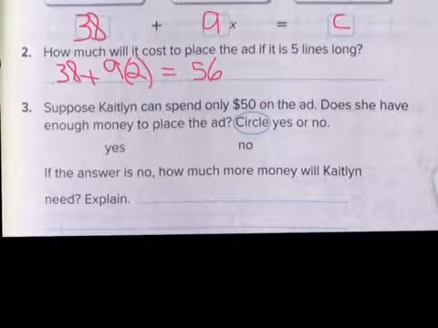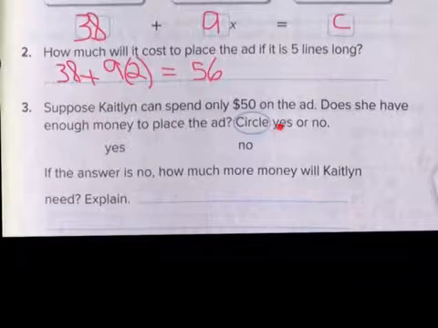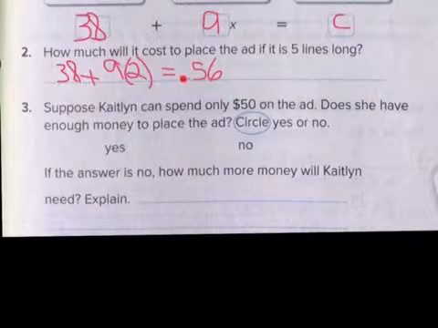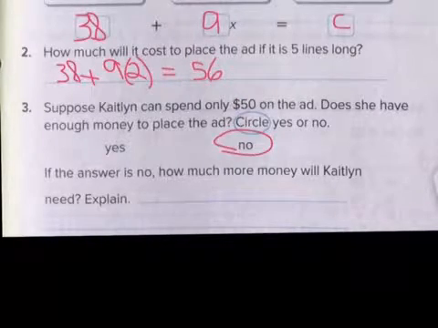There we have it. Suppose Caitlin can spend only $50 on the ad. Does she have enough money to place the ad? Circle yes or no. No, she only has $50, but it's going to cost $56. So no, she doesn't have enough money. She needs to only do 4 lines or less. She can only do that.